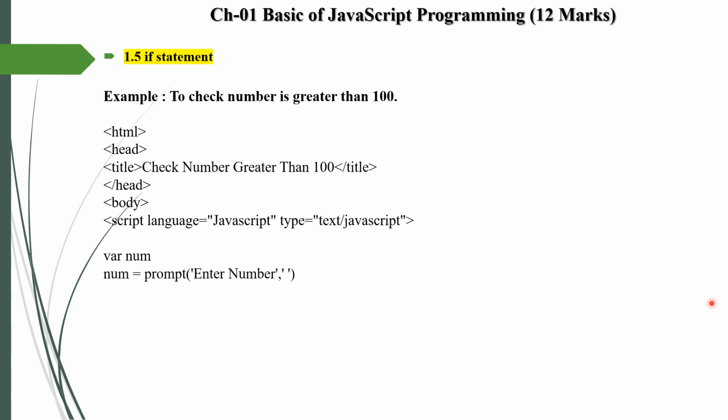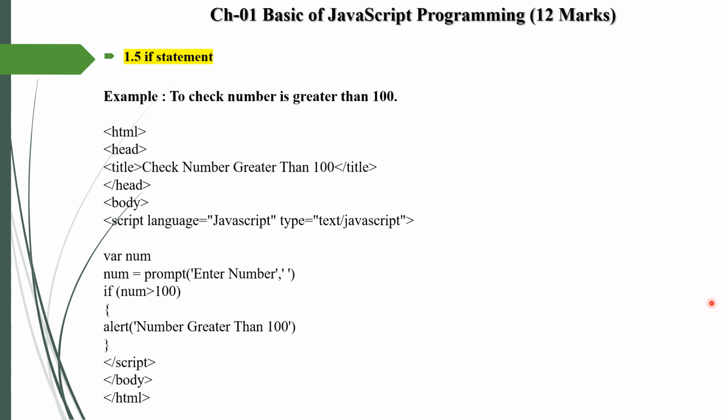Then we take the value of num from the user from the keyboard. For that we use the prompt function. In brackets we pass the message enter number. Then we use the if statement. In brackets we write the condition num is greater than 100. Then one alert box is displayed if the condition is true. In the alert box we pass the message number is greater than 100. Then the script tag is closed, then the body tag is closed, then lastly the HTML tag is closed.